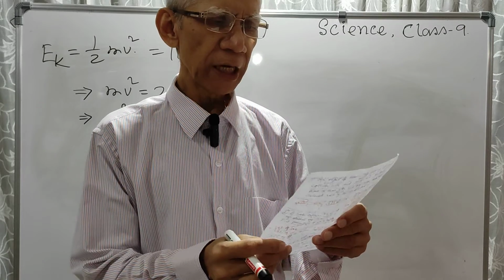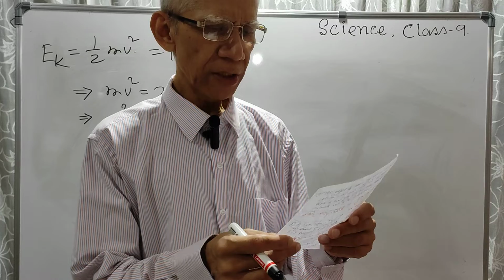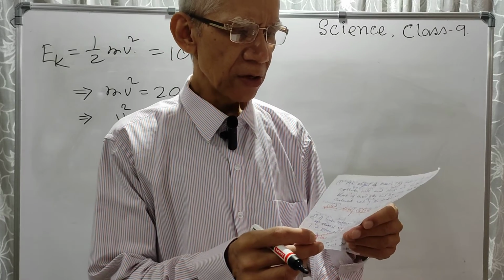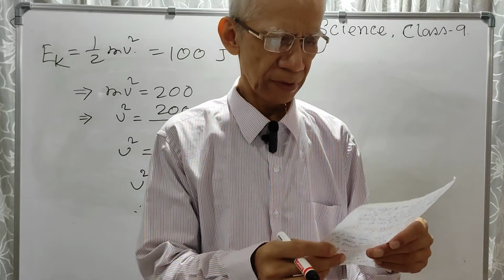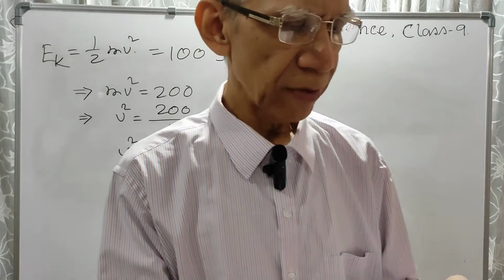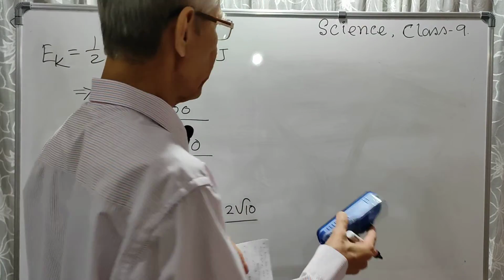So a car is moving at 20 meter per second velocity. Then it applies brakes and stops in 10 seconds. Draw speed time graph and find the acceleration from the graph, not by calculation, but from the graph.